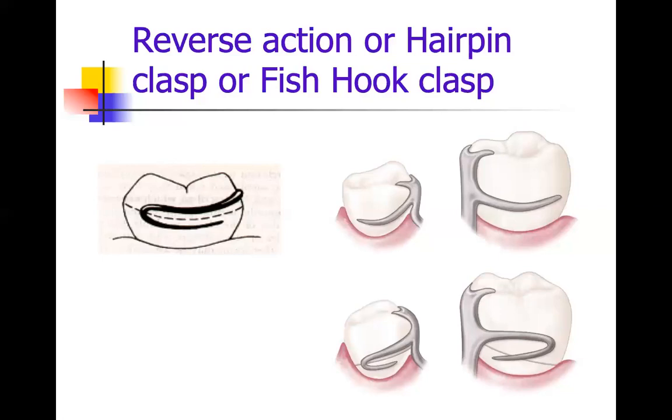The advantage of the reverse action clasp is that it decreases the harmful stresses to the tooth. Whereas the disadvantages are that it is a weak clasp and has poor aesthetics if used in premolars or canines.